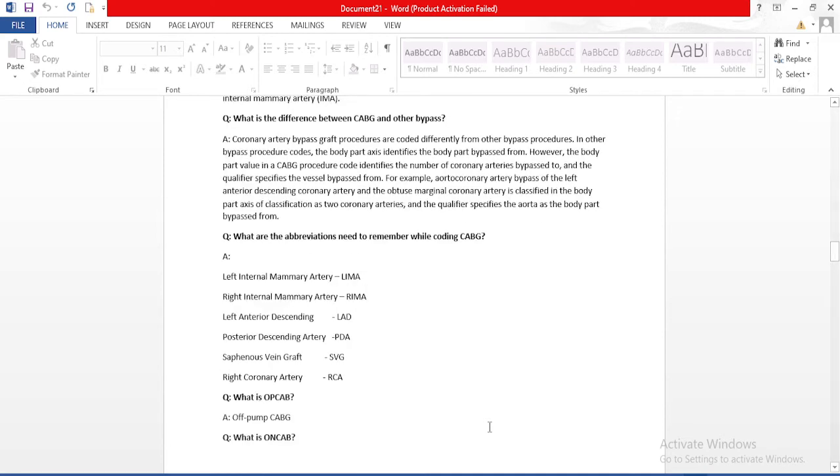What is the difference between CABG and other bypass? Coronary artery bypass graft procedures are coded differently from other bypass procedures. In other bypass procedure codes, the body part axis identifies the body part bypassed from. However, the body part values in a CABG procedure code identify the number of coronary arteries bypassed to, and the qualifiers specify the vessel bypassed from. For example, aortocoronary artery bypass of the left anterior descending artery and the obtuse marginal coronary artery is classified in the body part axis as two coronary arteries, and the qualifier specifies the aorta as the body part bypassed from.